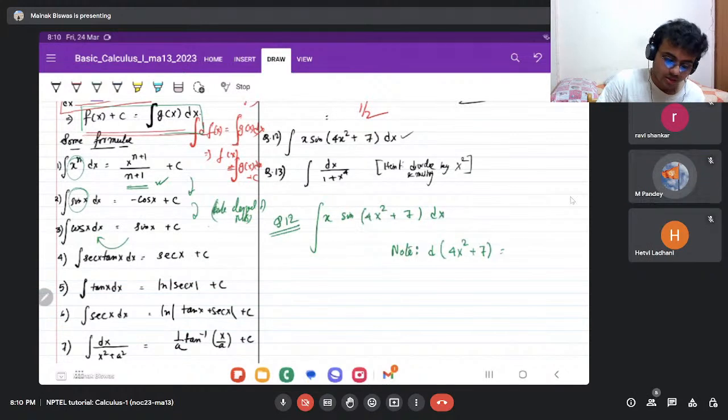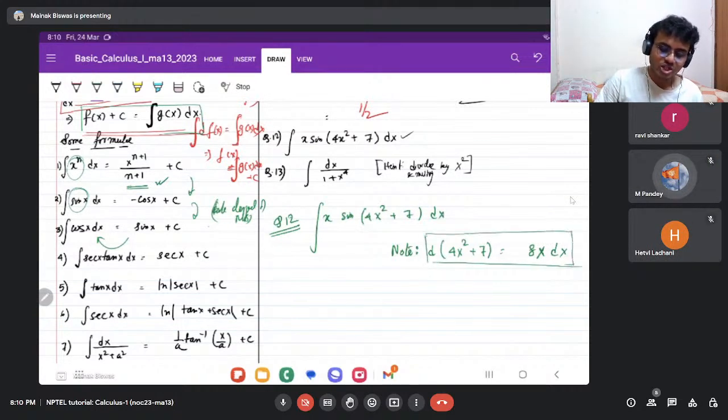8x. It is 8x dx, right? Yes, sir. I'm taking a differential of a function. That's it. A small differential: how is it changing?